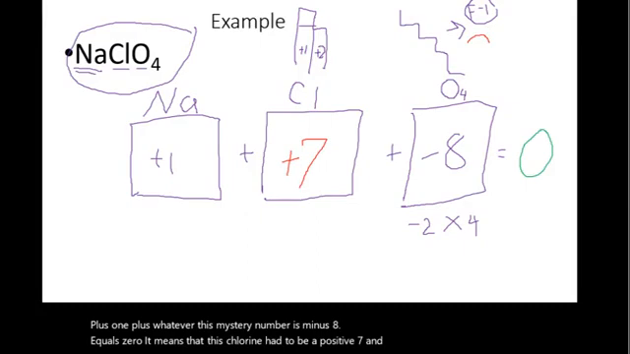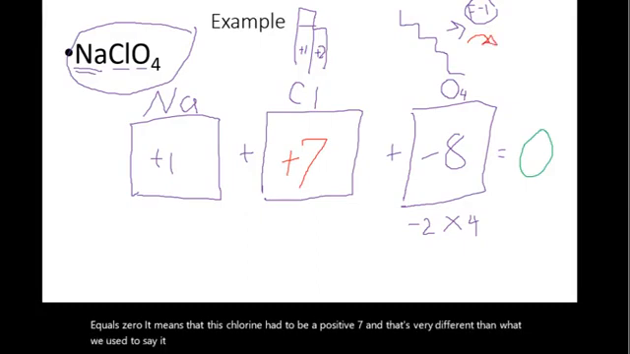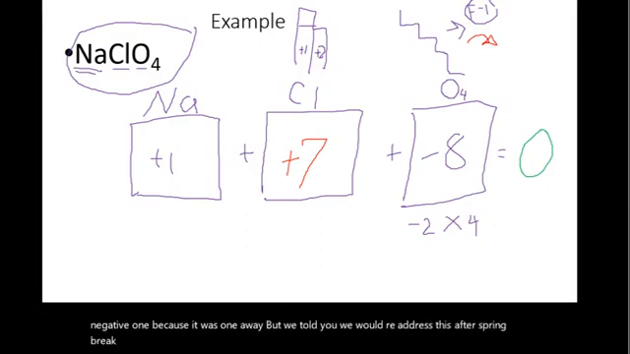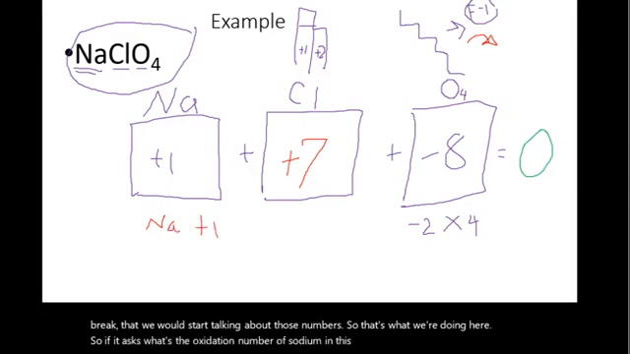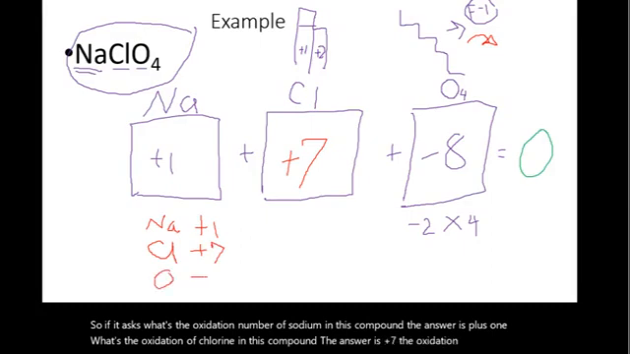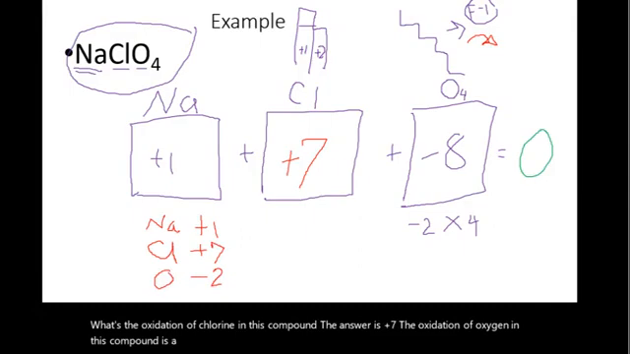And that's very different than what we used to say it was when we were doing our formula writing. We always had chlorine be a -1 because it was 1 away. But we told you we would readdress this after spring break, that we would start talking about those numbers. So that's what we're doing here. So if it asks, what's the oxidation number of sodium in this compound? The answer is +1. What's the oxidation of chlorine in this compound? The answer is +7. The oxidation of oxygen in this compound is a -2. Once again, we answer those questions individually. We don't put all the charge for all of the oxygens.